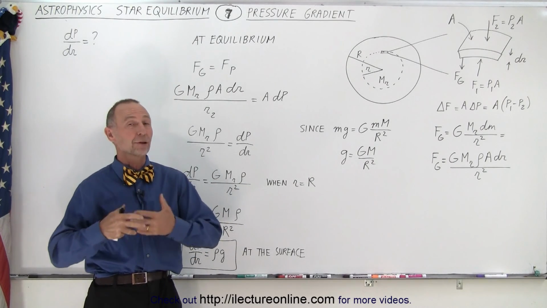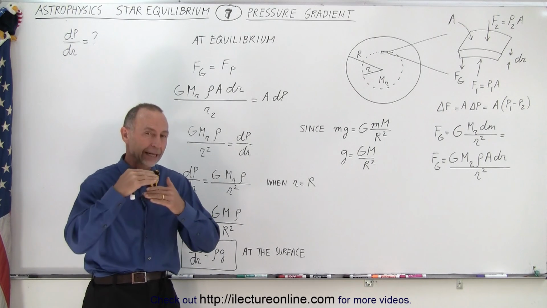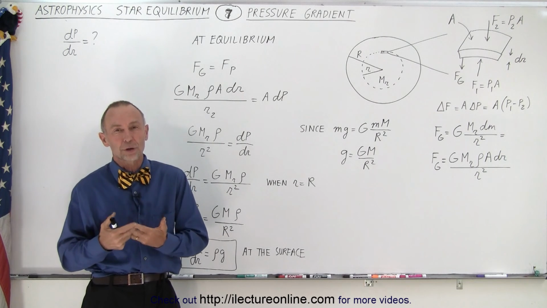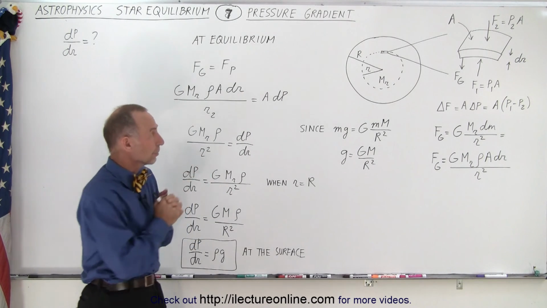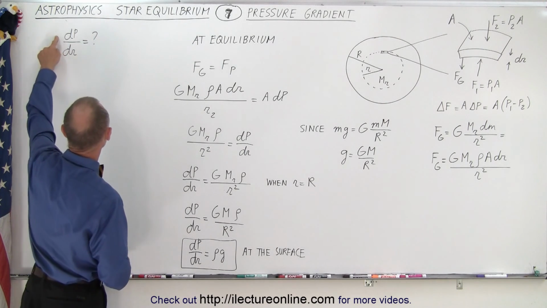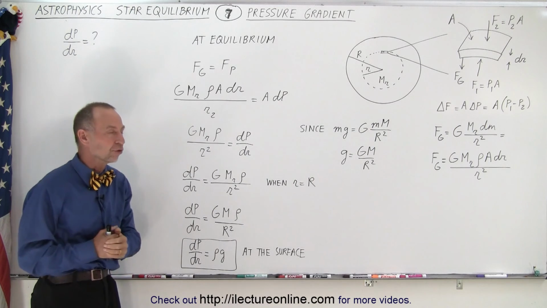Now that we have found an equation for the radiation pressure and for the hydrostatic equilibrium, we're now able to find what we call the pressure gradient. What we mean by that is the rate of change of the pressure as you go into the star, with a change in the depth into the star.